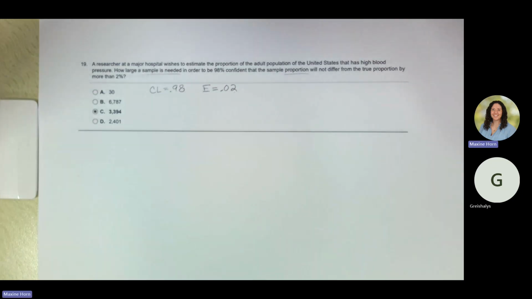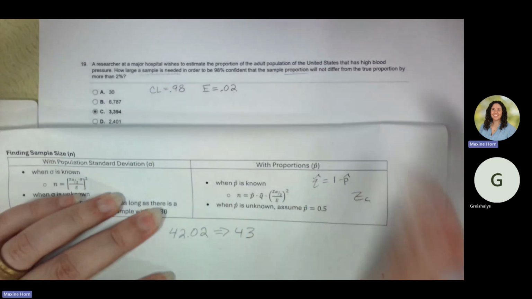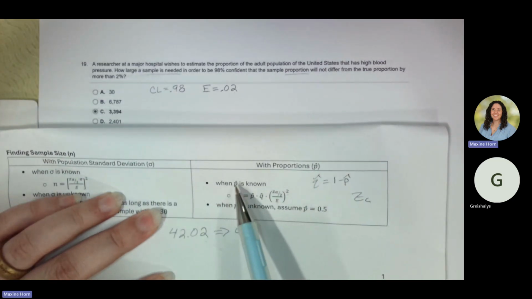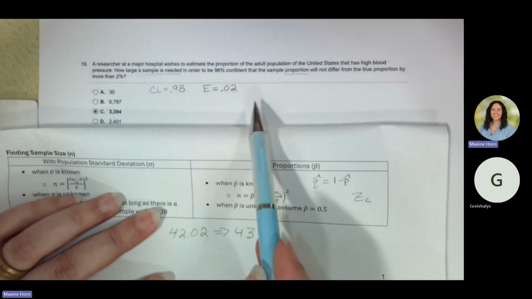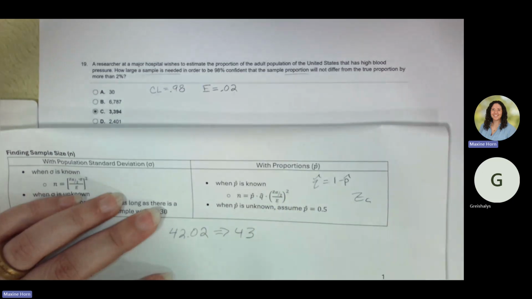So we go back to our formulas and we have when p hat is known and when p hat is unknown. So did they give us a p hat here? No, they didn't. They didn't even give us an x over an n or an x and an n in order to find our p hat. So that's okay because if p hat is unknown, we can just assume that it's 0.5.